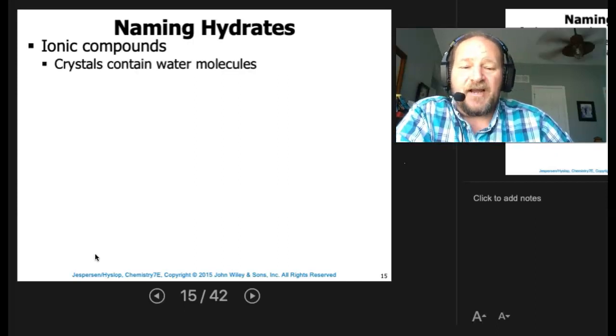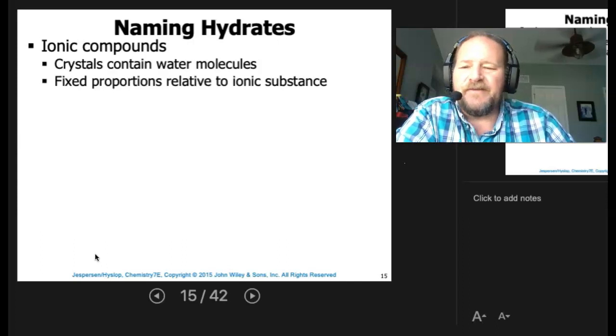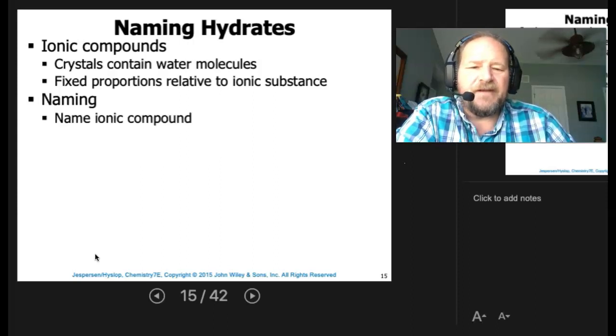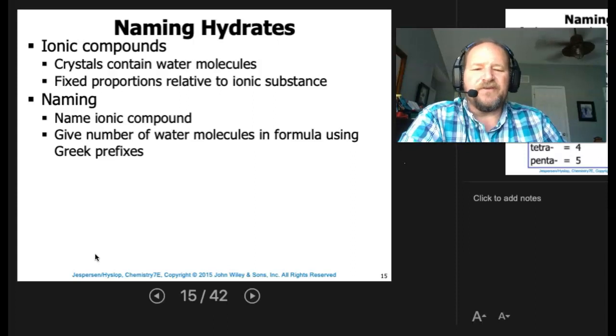All right, so naming hydrates then. So again, they're ionic compounds. So remember, it's an ionic crystal that's got water trapped in its crystal, so that it makes a pretty crystal rather than just an amorphous solid. We have fixed proportions relative to the ionic substance. So naming is just like naming an ionic compound. Then we'll give the number of water molecules in the formula using Greek prefixes.